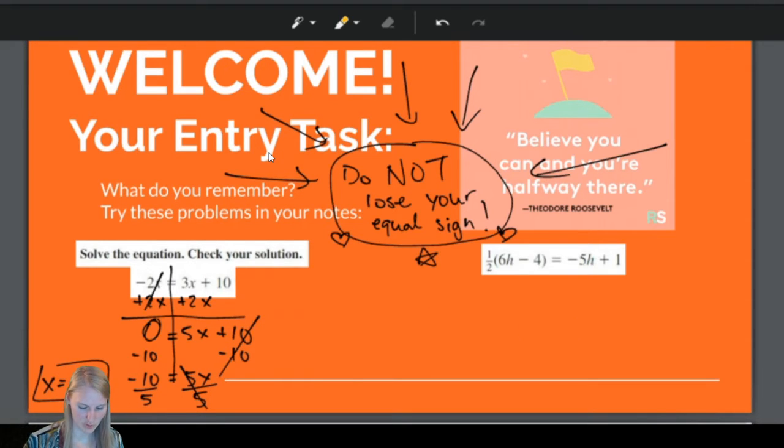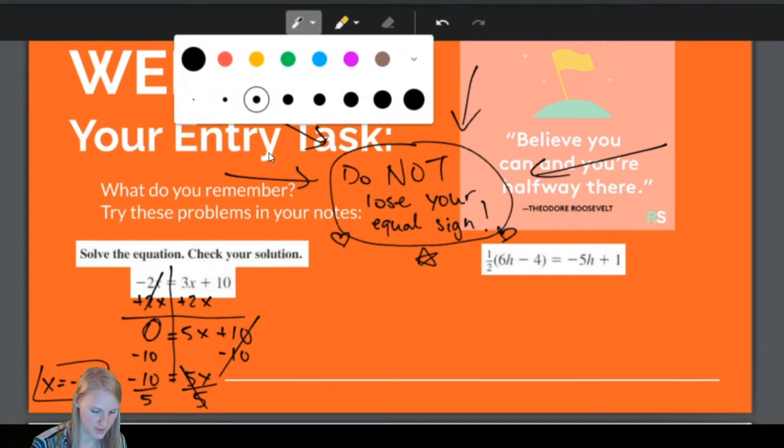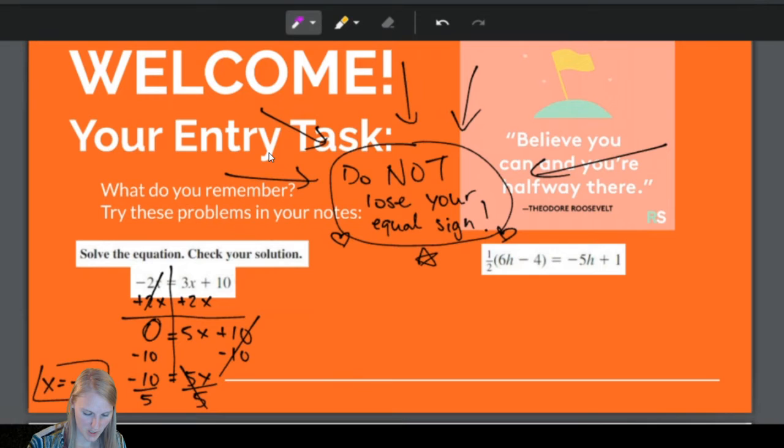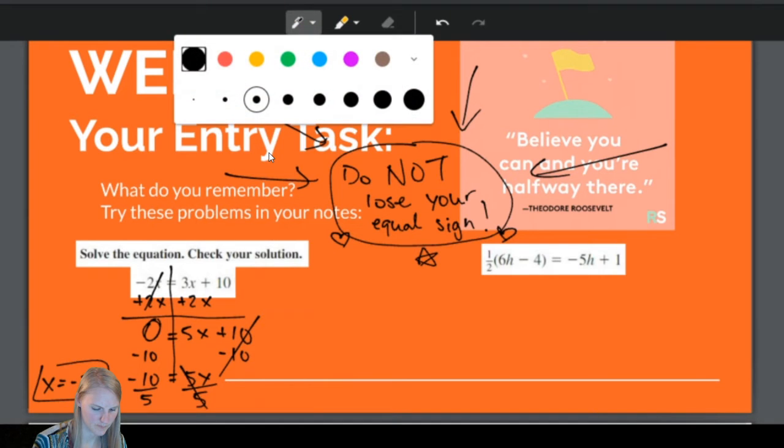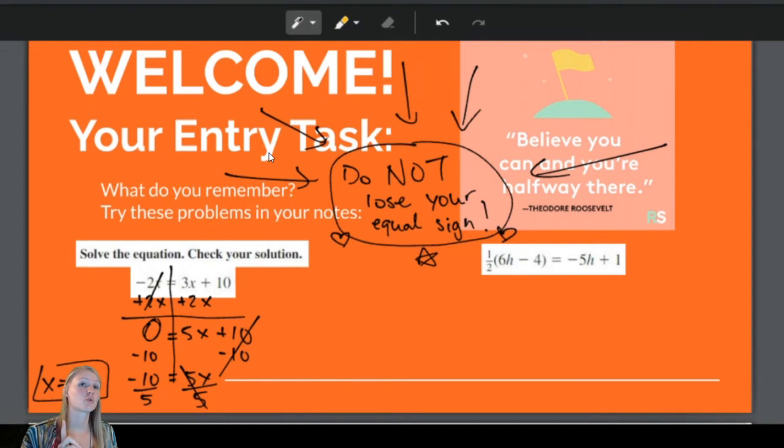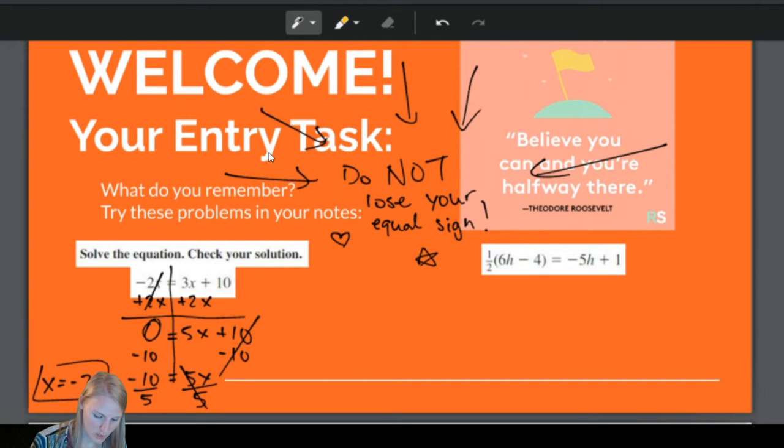All right, let's move on to our equation over yonder. Let's get a different color. I like purple. All right, so here, remember that we do, oh, you can't see that very well. We'll stick with the black. Remember, distribution first. Always distribute first. So we are going to do 1/2 times 6h. 1/2 of 6 is 3. H, don't forget the H.